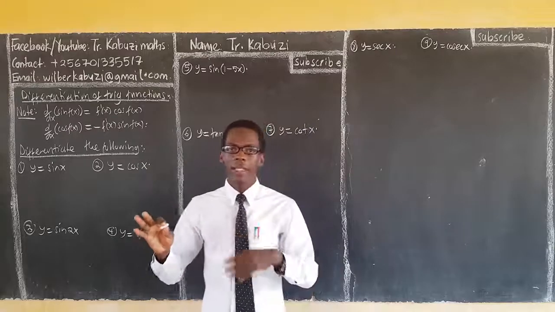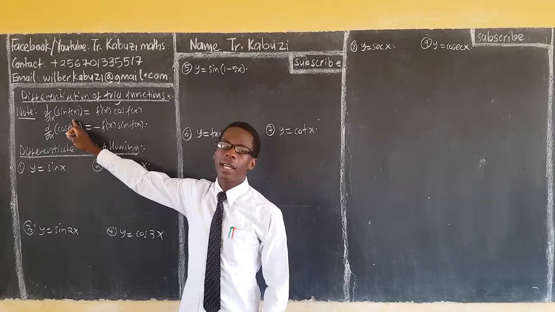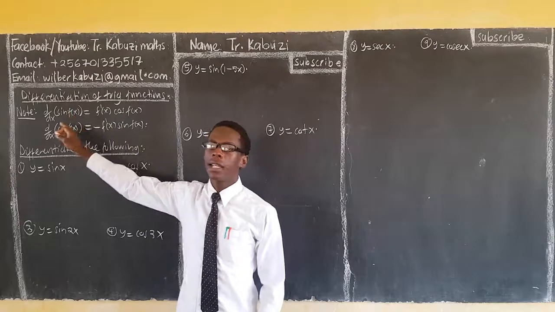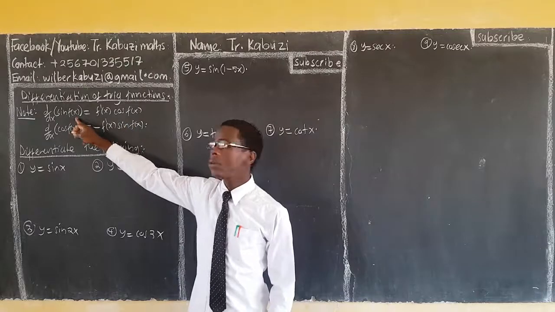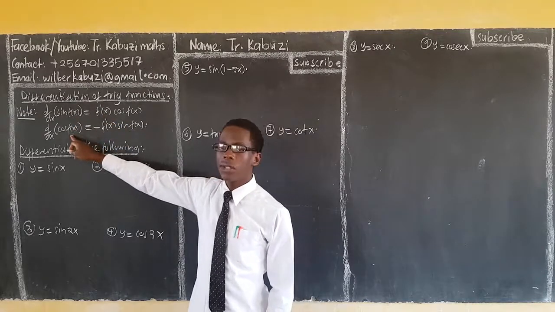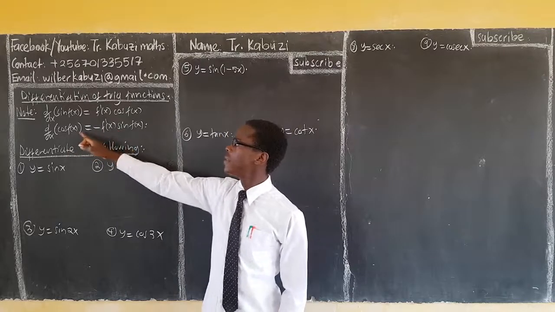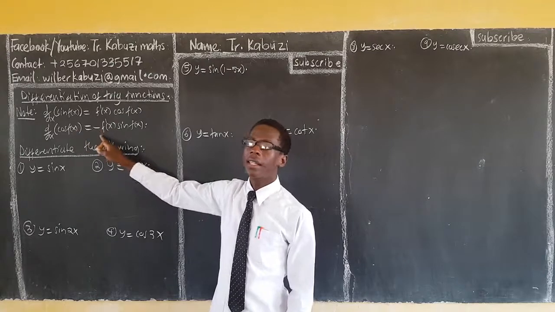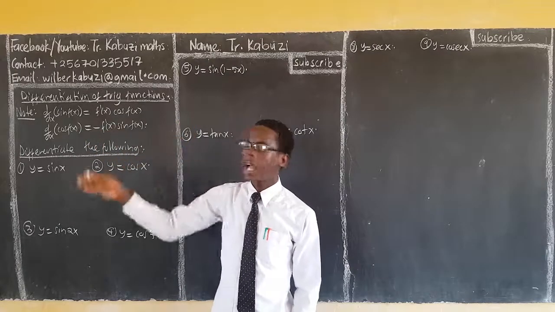Start with orange. If you have sine f of x and want to differentiate it, when you differentiate sine you get cos, but you first differentiate the angle, then you multiply by the derivative of that angle. The same when you differentiate cos: you get a negative of the derivative of the angle, then you multiply it here, then sine of that angle.